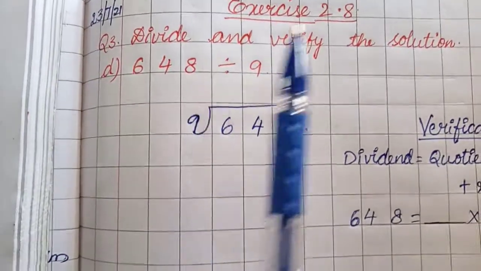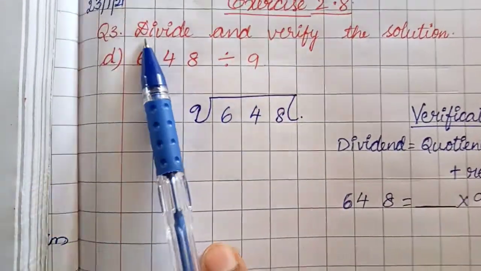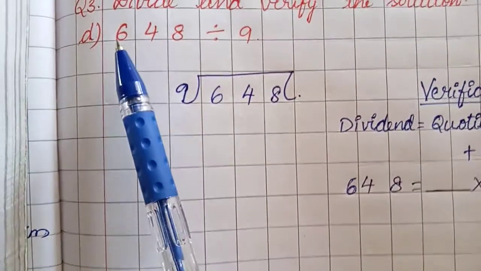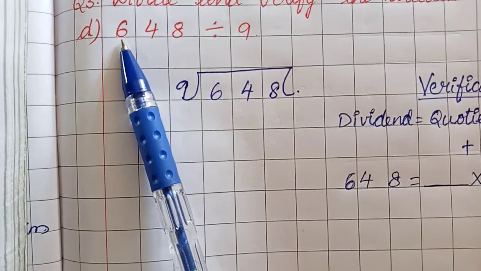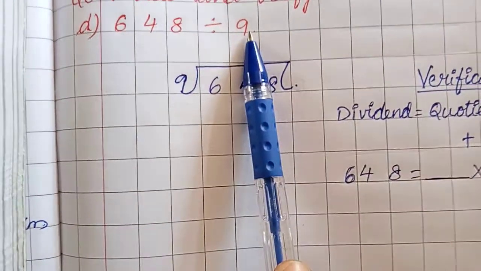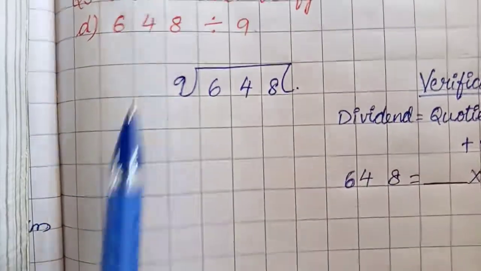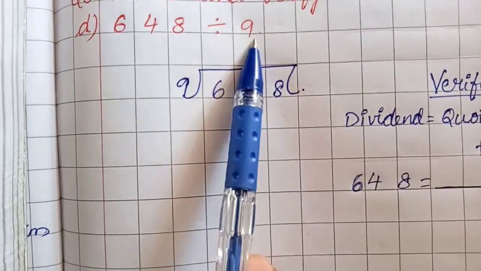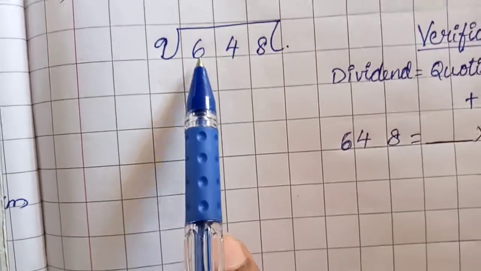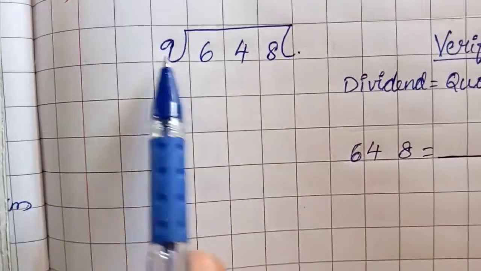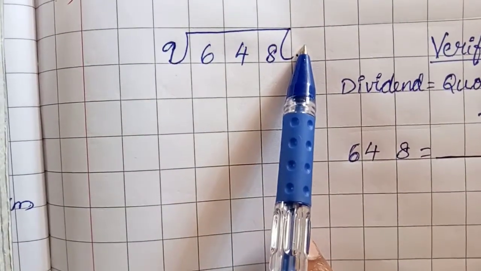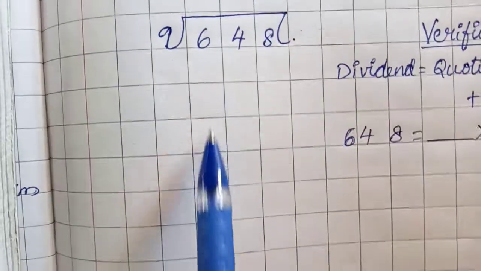Now students, see exercise 2.8, third question. We will see, divide and verify the solution. So the question given is 648 divided by 9. That means you have to divide this number by 9. So I have written down how to write this division process. We will do it here. So you have to write like this. We will write the answer here and we will do the division this side.